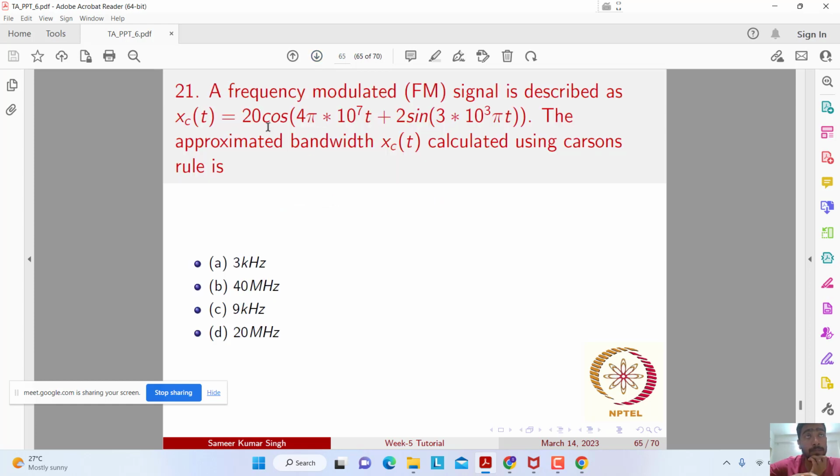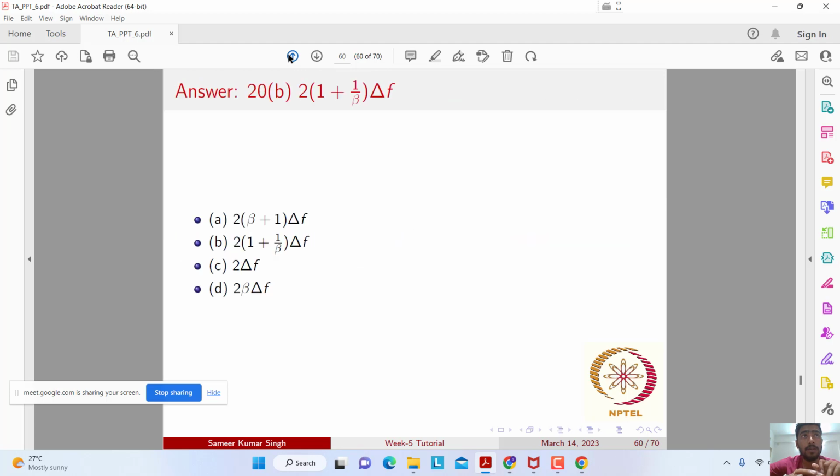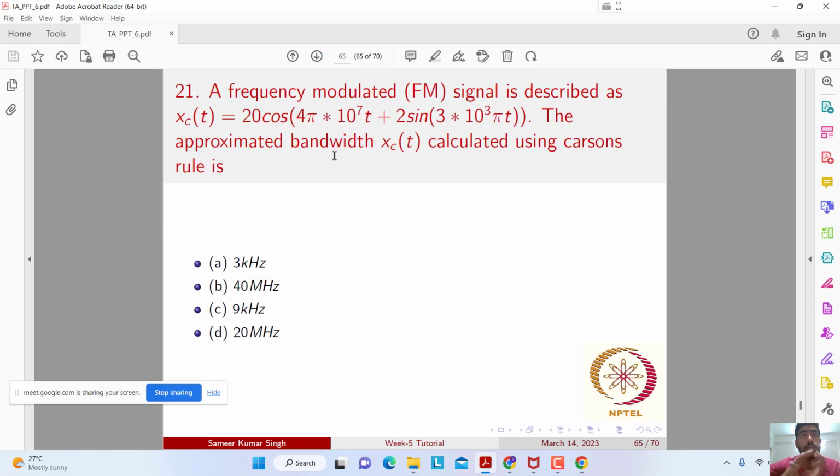Okay, question number 21. A frequency modulated signal is described. The approximated bandwidth is calculated using the Carson rule. We already used the formula of the Carson rule. It's applied here. Okay, that was the formula, approximated Carson. Use that. Question number 21. Tell me the approximated bandwidth.